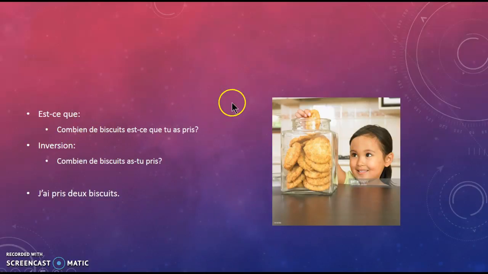And one more. Combien de biscuits est-ce que tu as pris? Or combien de biscuits as-tu pris? J'ai pris 2 biscuits. So, how many cookies did you take? Both of these, but one's using est-ce que and one's using the inversion.